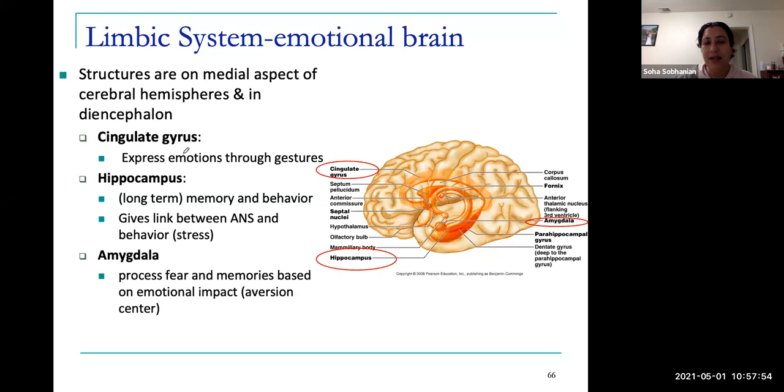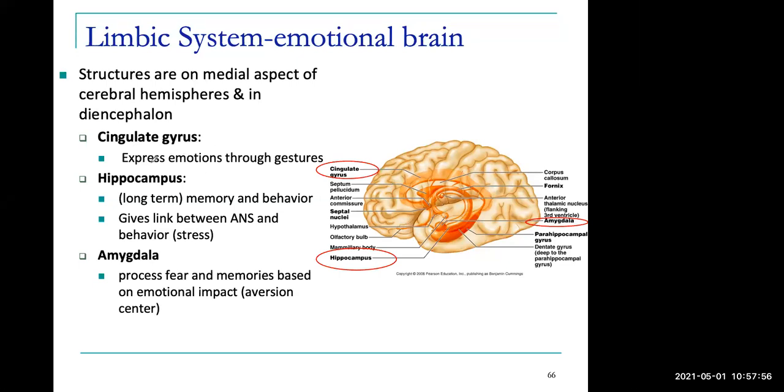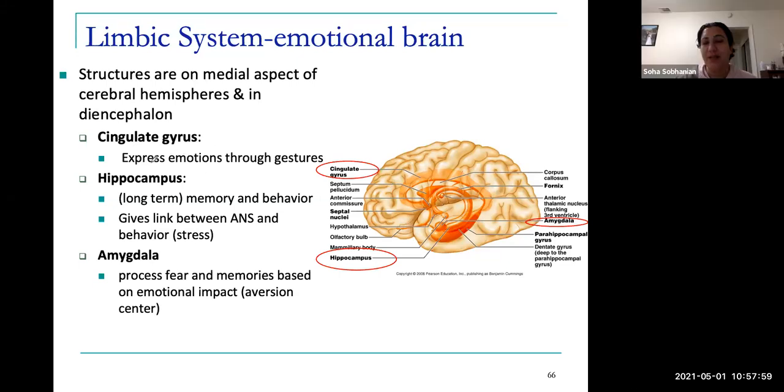First one is the cingulate gyrus. Cingulate gyrus is important for expressing emotion through gestures. So when I do this, I'm actively using my cingulate gyrus.